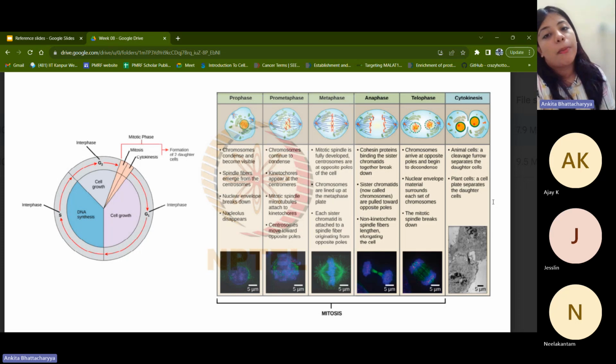Then comes the next phase, which is prometaphase. In this phase, chromosomes will still continue to condense. Kinetochores appear at the centromeres. Mitotic spindle microtubules will attach to the kinetochores, and centrosomes will start migrating towards the opposite poles. Then comes metaphase, where the mitotic spindle is fully developed. Centrosomes are at opposite poles of the cell, and chromosomes have lined up at the metaphase plate, and each sister chromatid is attached to a spindle fiber which originates from the opposite poles.